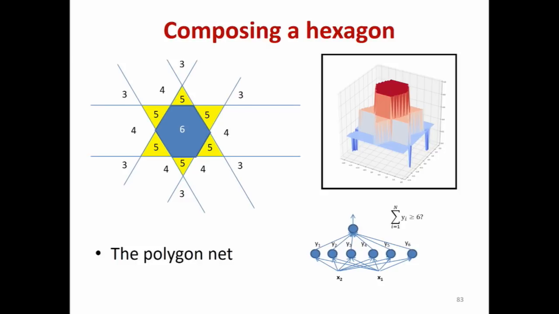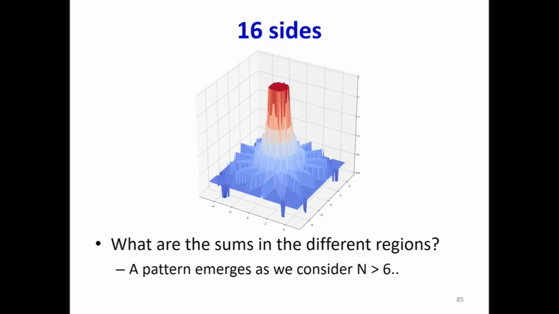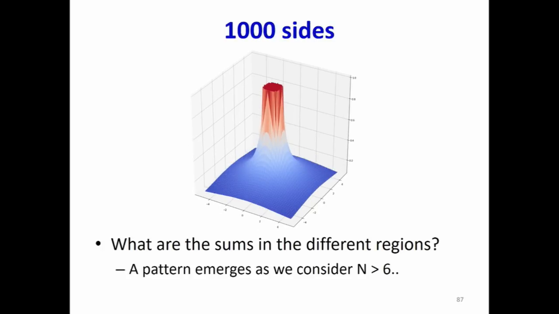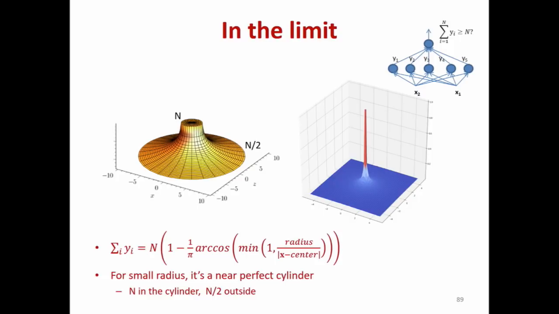As I keep going, keep looking at the figure to the right. Look at what it looks like, right? And then here's what I get with a heptagon. This is where I get the sum. Here's where I get something with 16 sides. Here's what I get using 64 sides. Here's what I get using 1,000 sides. Here's what I get with a very large number of sides. In the limit, it's going to look like the figure out there.